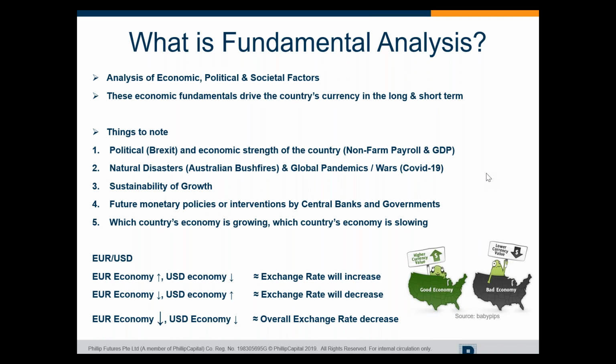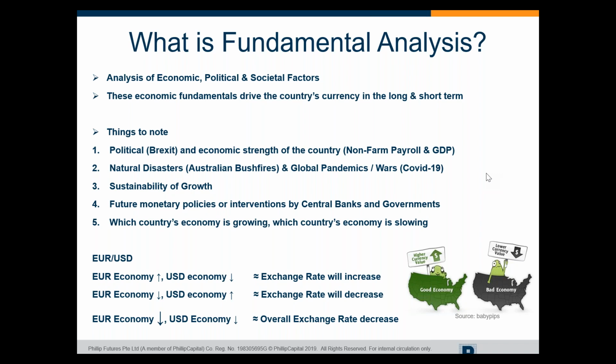Okay, so what is fundamental analysis? Fundamental analysis is the analysis of economic, political, and social factors in the country. These economic fundamentals drive the country's currency in the long term as well as the short term. Some of the things that you might have read up about in recent news or in the past year has occurred, which definitely affects the country's economy.